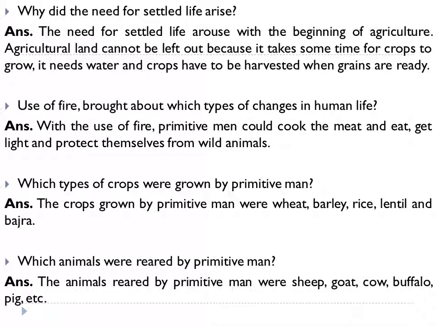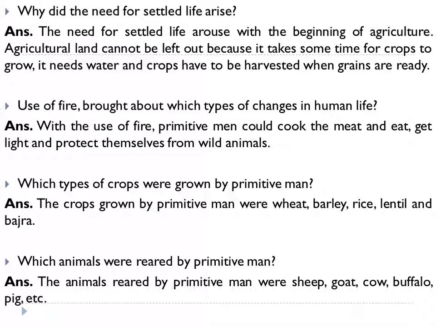Next question. Why did the need for settled life arise? The need for settled life arose with the beginning of agriculture. Agricultural land cannot be left out because it takes some time for crops to grow. It needs water and crops have to be harvested when grains are ready.